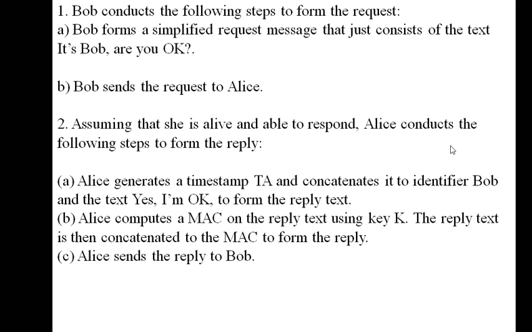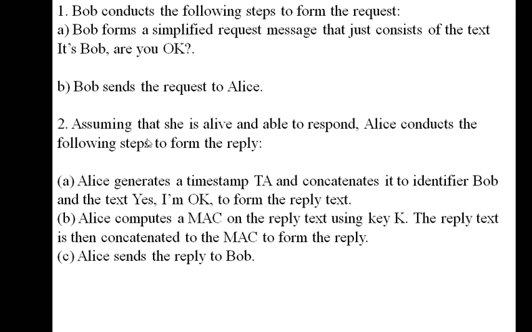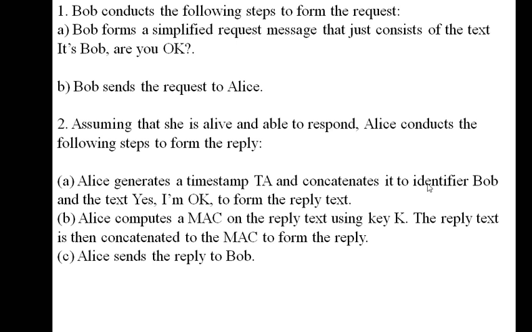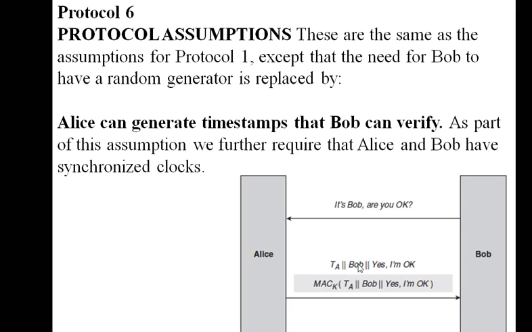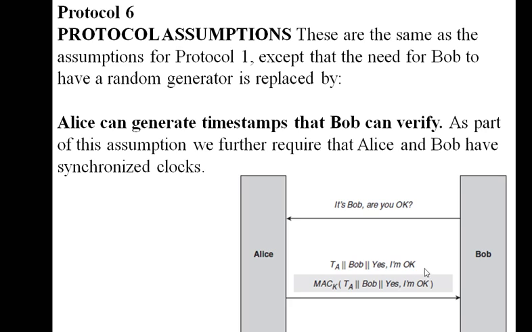Bob conducts the following steps for the request. Bob forms a simplified request message that just consists of the text, "It's Bob, are you okay?" to Alice. Then Bob sends the request to Alice. Assuming that she is alive and able to respond, Alice conducts the following steps. Alice generates a timestamp TA and concatenates it to the identifier Bob, and then the text S, "Yes, I am okay," to form the reply text.